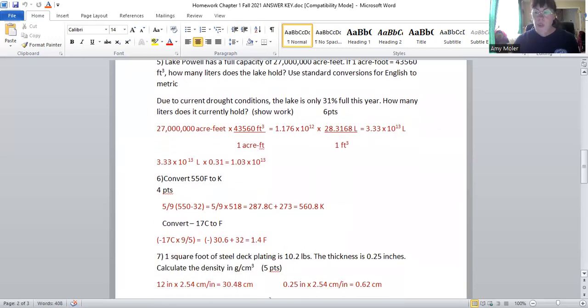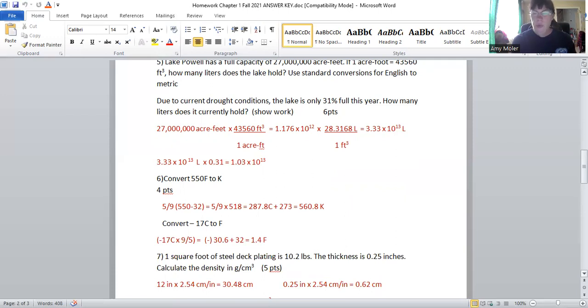For conversions between temperatures, from Fahrenheit to Kelvin, so 2 steps to this conversion, I'm going to do the 5/9 times my 550 minus 32. Make sure you are doing what is inside parentheses first. That will give you 518. 5/9 times 518 will give you 287.8. And then add your 273, and this should give you 560.18.